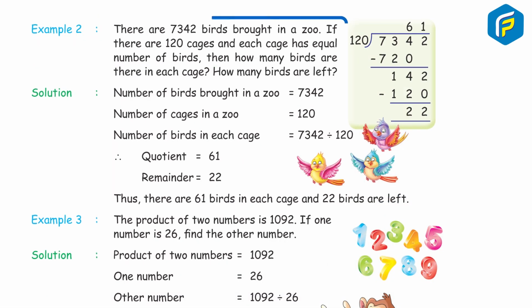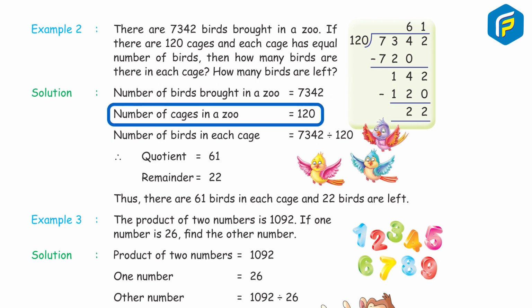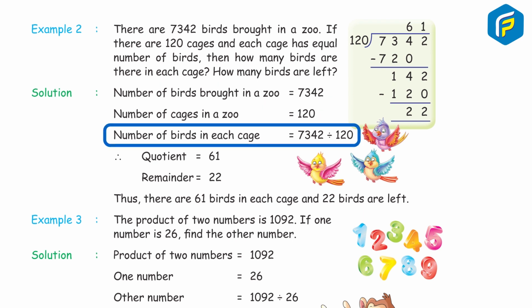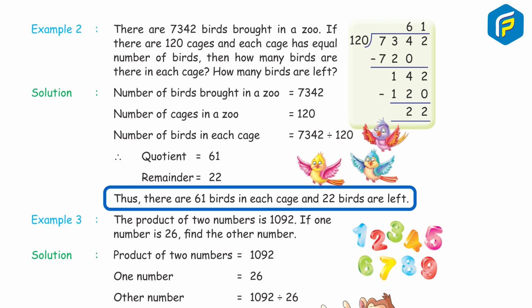Example 2. There are 7342 birds brought to a zoo. If there are 120 cages and each cage has an equal number of birds, then how many birds are there in each cage? How many birds are left? Solution. Number of birds brought to a zoo: 7342. Number of cages: 120. Quotient 61, remainder 22. Thus, there are 61 birds in each cage and 22 birds are left.